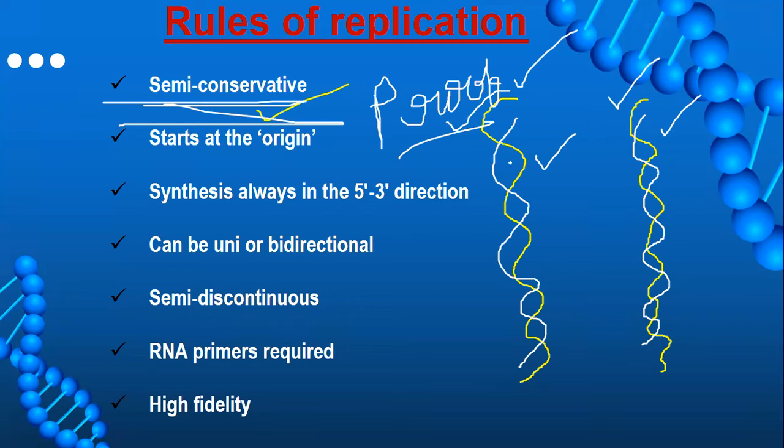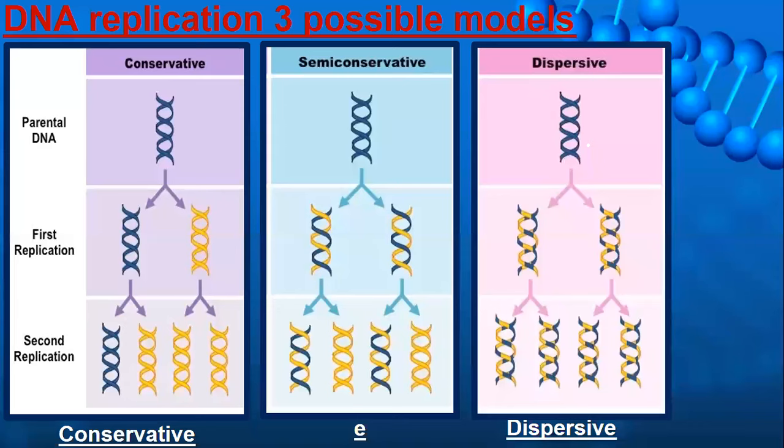So some scientists accepted this model. Some scientists opposed this model because there is no proof. So some scientists opposed the model and proposed their own models. So this is the semi-conservative proposal by Watson and Crick.